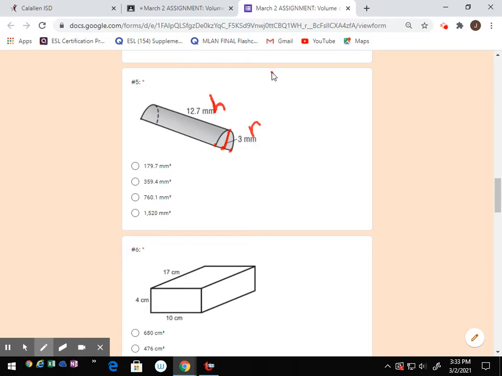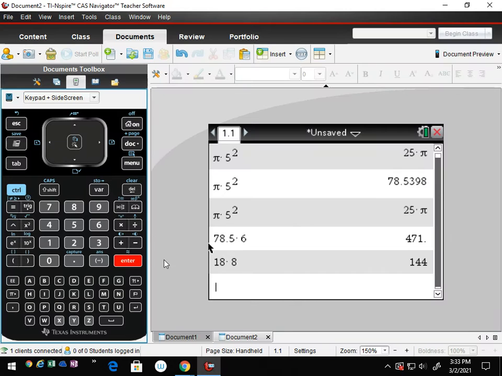Our formula is V is equal to big B times H. Big B is the area of the base. Our area of the base here is a circle, okay? So area is equal to pi r squared. We're going to replace r with our radius, which is 3 squared. So let's go to our calculator and plug that in. So we have pi, again, symbol down here.